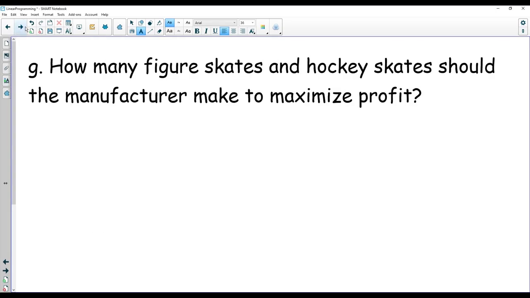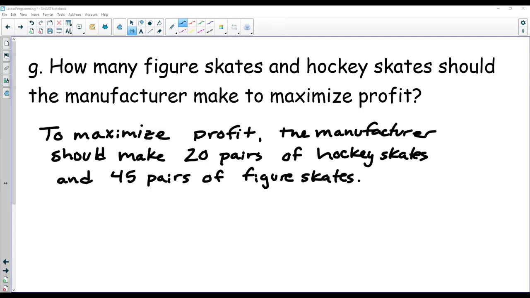The question that we're answering is, how many figure skates and hockey skates should the manufacturer make to maximize the profit? So we're using our corner point 3 of 20, 45 to answer this question. The way that we should report this is to say, to maximize profit, the manufacturer should make 20 pairs of hockey skates and 45 pairs of figure skates.